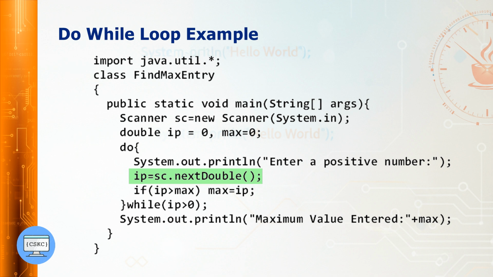The next double method of scanner class allows you to enter any number, even a decimal number. This condition checks if the currently entered number is bigger than any of the previously entered max value, it will set max to this new value. The do-while loop goes on till you enter a 0 or negative number. Finally, the maximum of the entered number is printed.